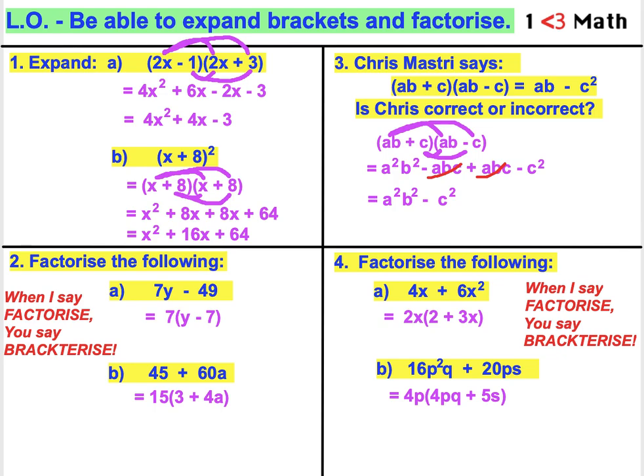They're the factorising. When I say factorise, you say brackterise. For expansions of double brackets, you can use FOIL. If you've got a bracket squared, it's the bracket times itself. And you've just got to go through things very carefully and show your working out as accurately as possible. Also, for number 3, you probably need to write that he was wrong. So Chris Mastry was wrong. You've shown it through your working out, but make sure you write that as well. So always check your answers at the end, check that you've done everything the question asks.